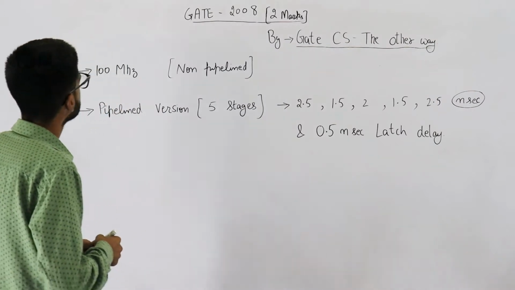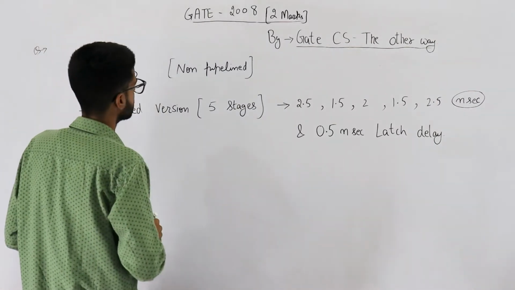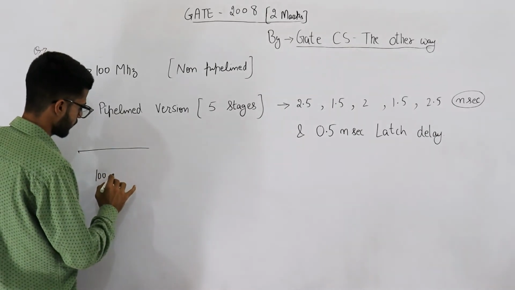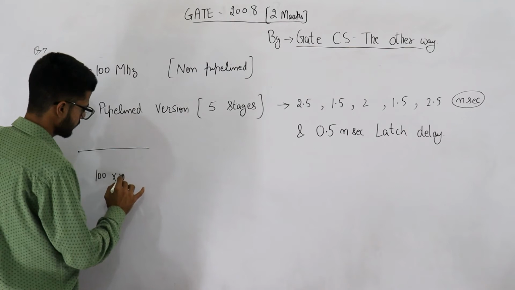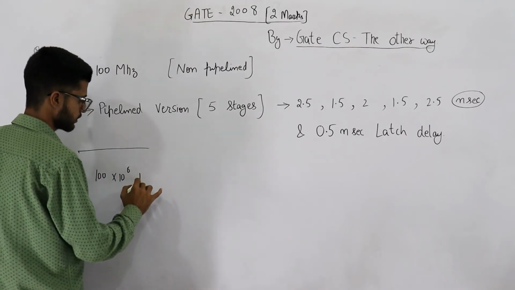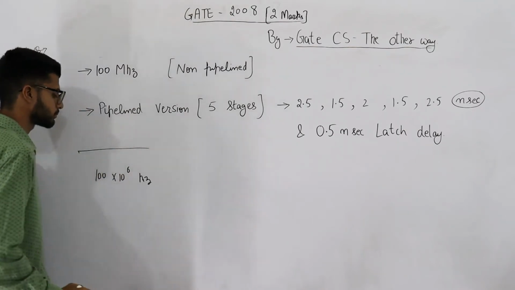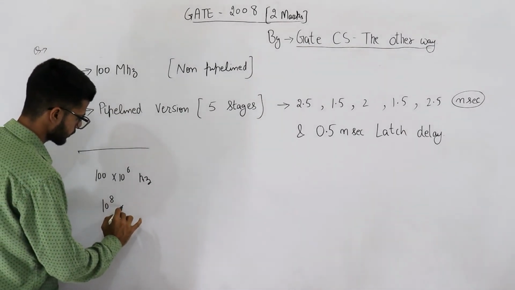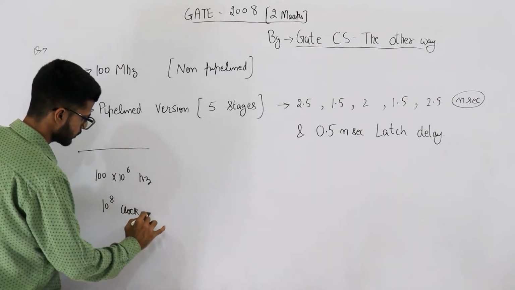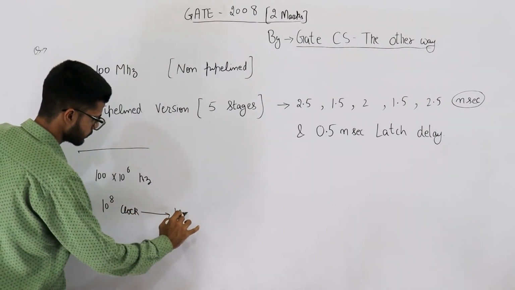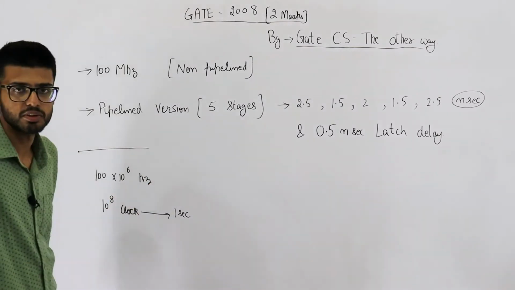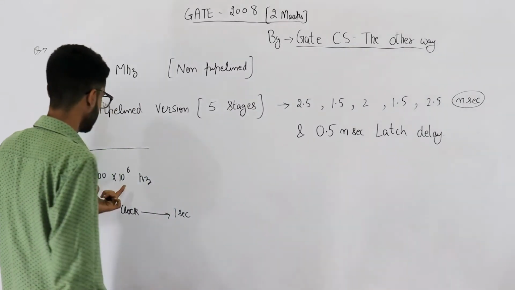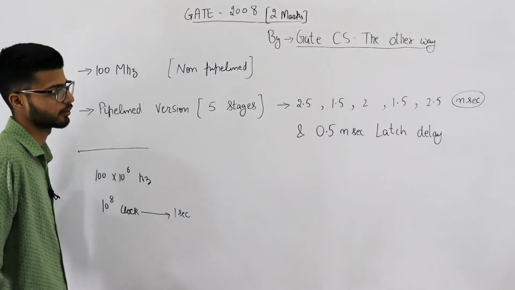So they are saying this processor runs at 100 megahertz. 100 megahertz means 100 into 10 raised to the power 6 hertz, which means 10 raised to the power 8 clocks in 1 second, because hertz obviously means number of times per second. So this is 10 raised to the power 8 clocks in 1 second.